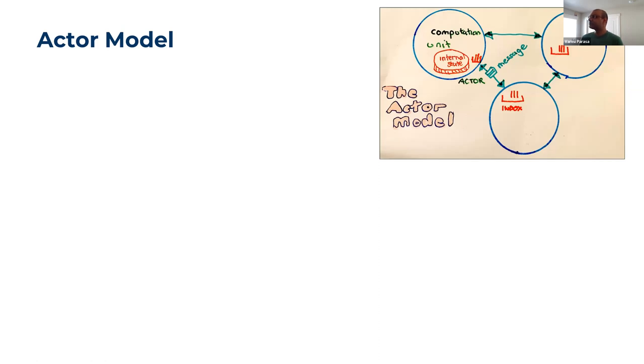There are a lot of digital chips being built on this idea, which are brain inspired, and at the same time have a lot of cores on the chip, and the cores send messages to each other. This is being tried even in hardware. There's a computational unit, an internal state for the actor, and the actors send messages.